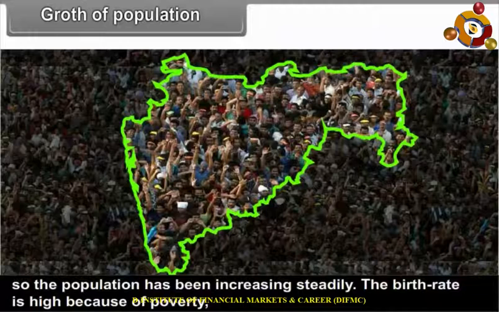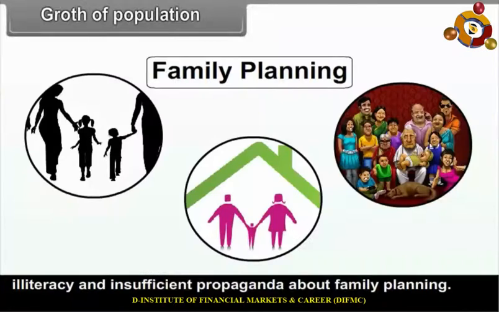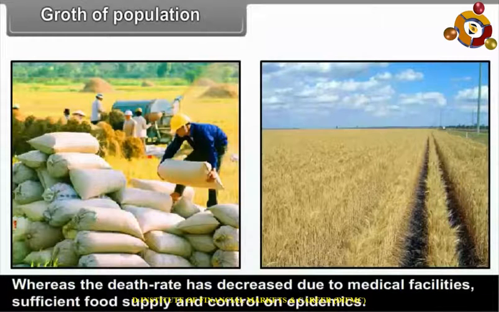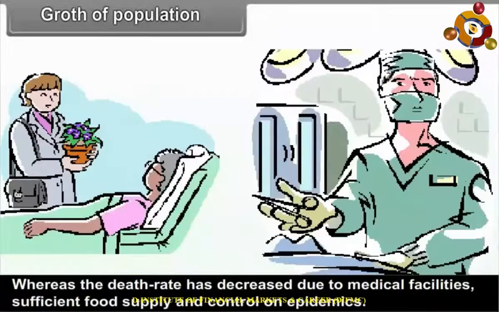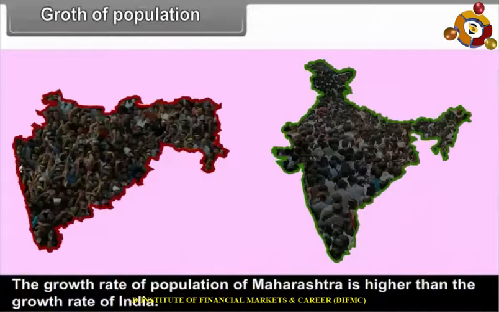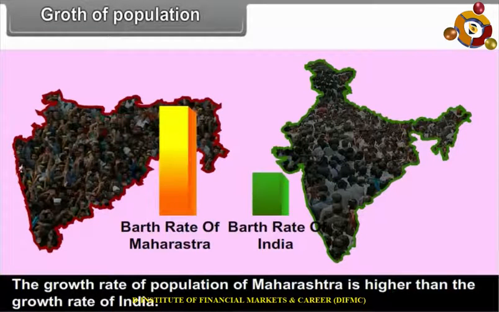been increasing steadily. The birth rate is high because of poverty, illiteracy and insufficient propaganda about family planning, whereas the death rate has decreased due to medical facilities, sufficient food supply and control on epidemics. This has resulted in an increase in the population of Maharashtra. The growth rate of population of Maharashtra is higher than the growth rate of India.